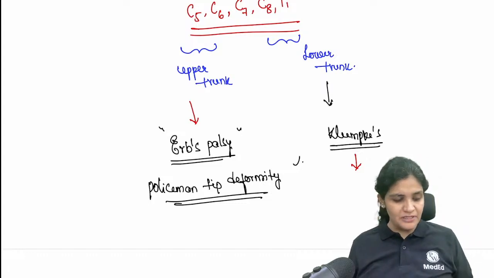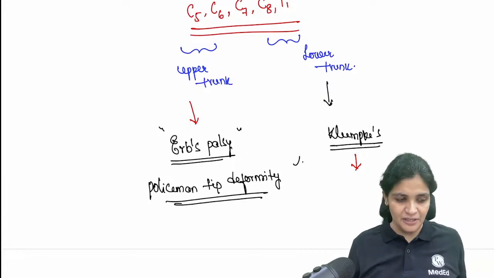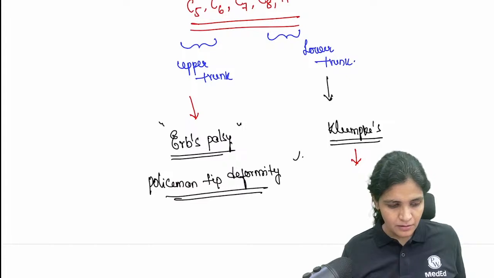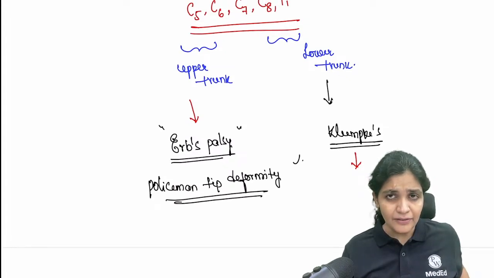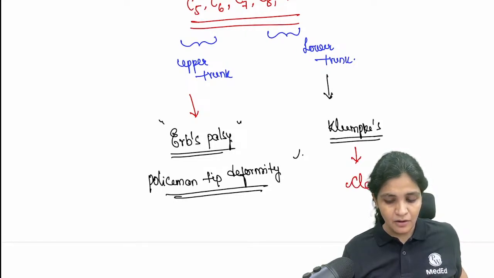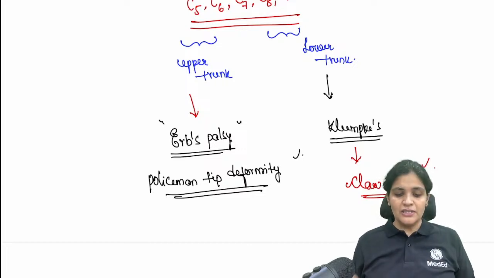Yes, Dhruva, what deformity do we see in Klumpke's case? C8 and T1 is what nerve? Ulnar nerve. So ulnar nerve, what is the deformity? Ulnar nerve is very easy. Claw hand, right? Yes, very good. So ulnar nerve is your claw hand. So this is the policeman tip deformity and this is your claw hand.